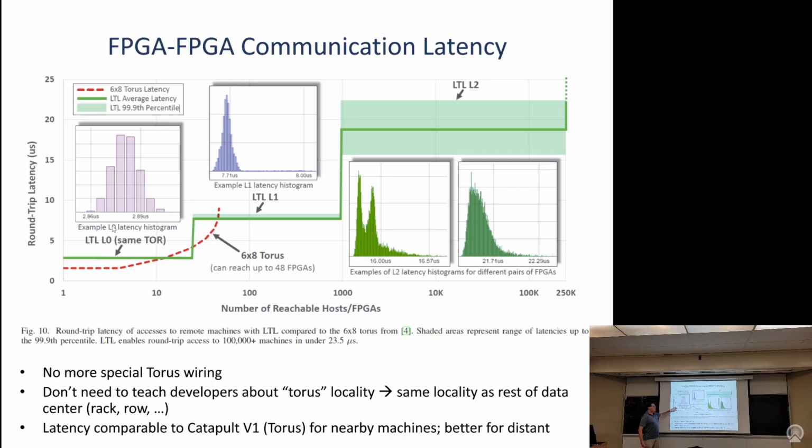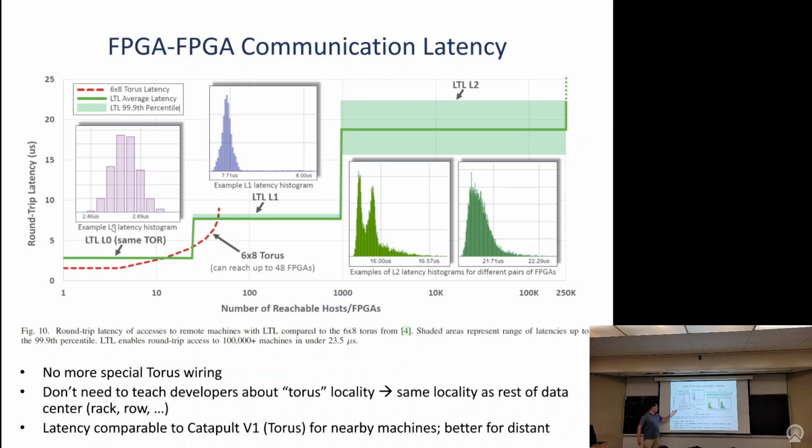If they use this new strategy in Catapult 2, for any FPGA in the same rack, they have to go through an L0 switch, and it's pretty fast. It's maybe only 3 microseconds. If they have to go to more than maybe 20 or so, then they have to go to an L1 switch, like the next level of switches, and that's slower, maybe 7.5 microseconds. And if they want to go to the whole data center, they have to go through one more switch, and that's slower still, maybe 17 microseconds.